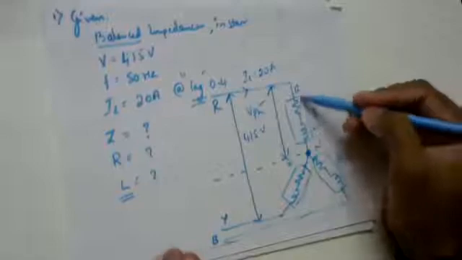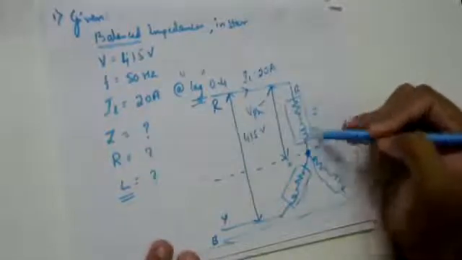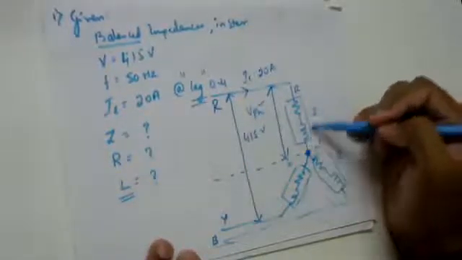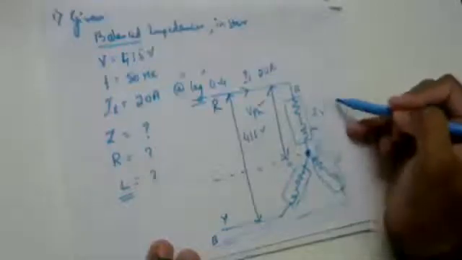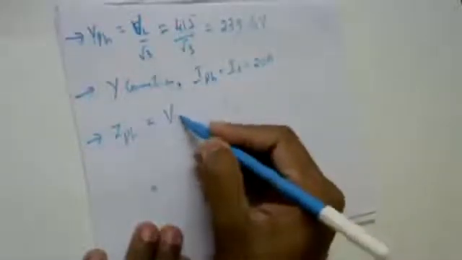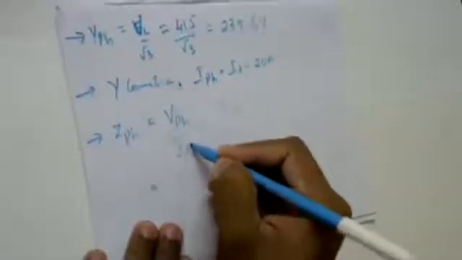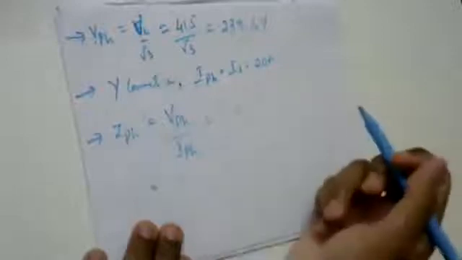Instead of only R, I am having some amount of inductance, so some reactance is offered. Therefore I am having the impedance. How to write the value for impedance? The impedance is given by V phase divided by the I phase.